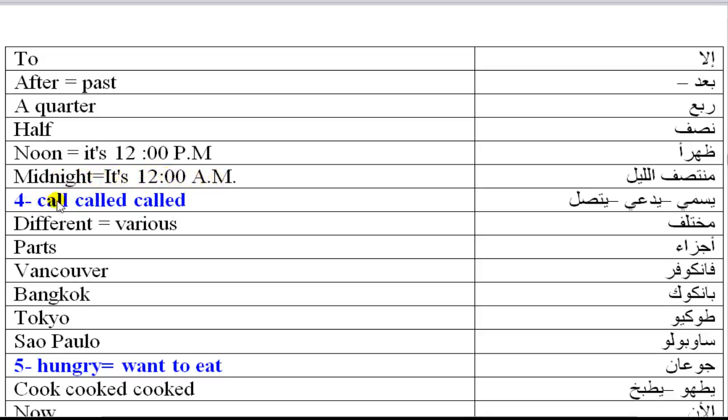Exercise 4. Cold. Different. Various. Parts. Vancouver. Bangkok. G silent. Tokyo. Sao Paulo.